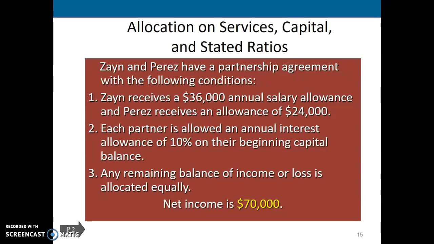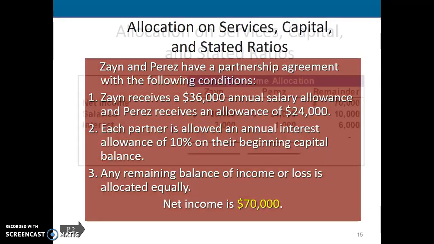Then each partner is given an annual interest allowance of 10% on their beginning capital balance. So we're using the set amount of a salary allowance, and then if there's additional amounts, then they get a 10% part from their beginning capital balance. And then if there's anything extra, they split it equally. So there's 3 conditions that we have to look at to decide how to split that up. The example they're giving here is that they had a $70,000 net income. So let's look at that one.